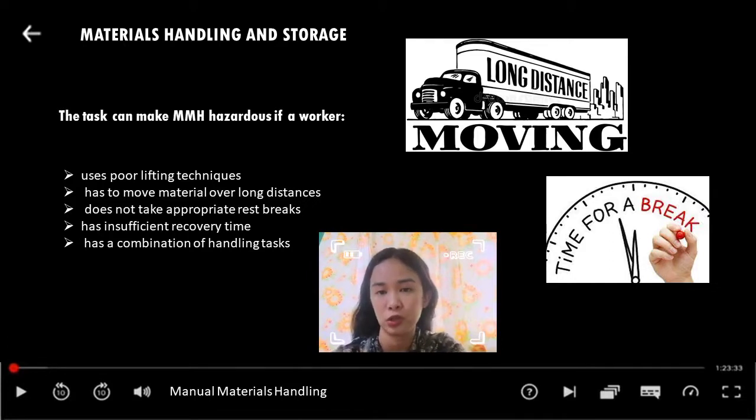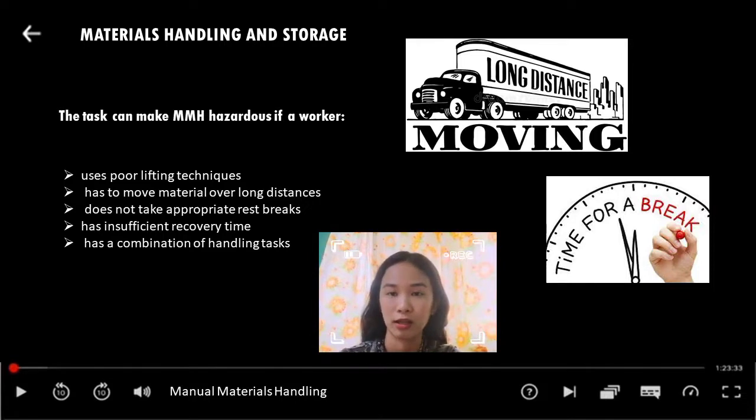So if you get injured, take your time to fully recover, because the situation may get worse if you insist on working immediately without being fully healed. Next, if a worker has a combination of handling tasks, do not take advantage of your body. Stop multitasking. For example, you are carrying something in your right hand and at the same time lowering something in your left hand. That can cause accidents or injuries if we keep doing that.